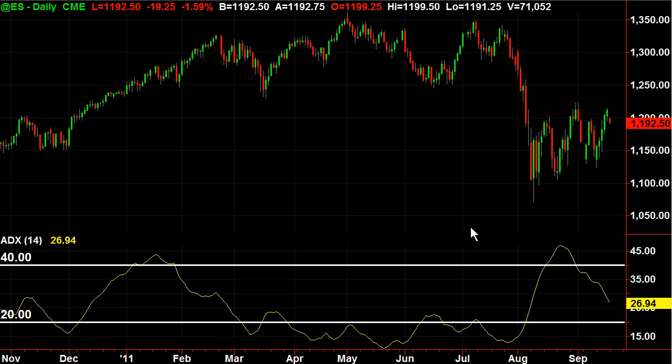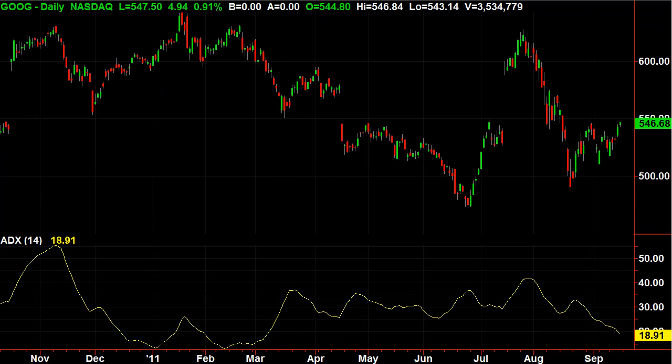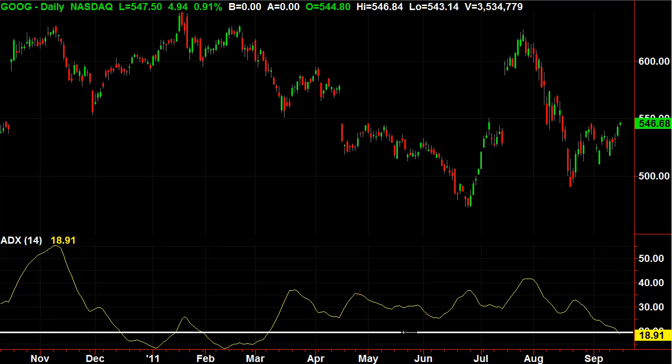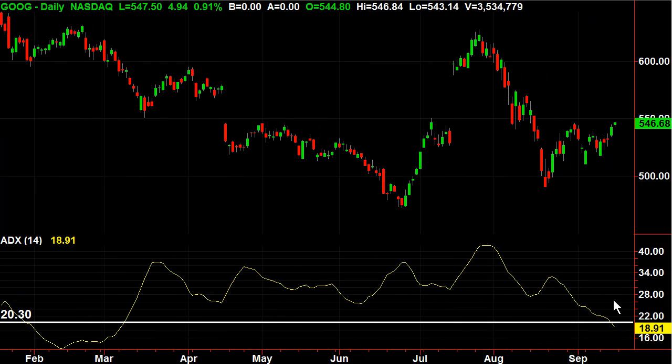So now that we've got that straight, let's take a look at a few markets and see where they're at. All right, so this is the S&P. The S&P is above 20, but it is falling from 40 to 20, so it's getting a little bit more choppy. Let's take a look at Google, GOOG, really quick here. And I'm just going to use the 20 line here on Google and see where Google is. That's good enough for government work. You can see that Google has dropped slightly below 20, so it's in a non-trending environment.